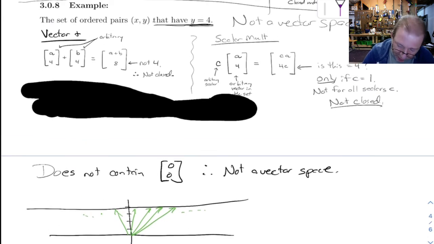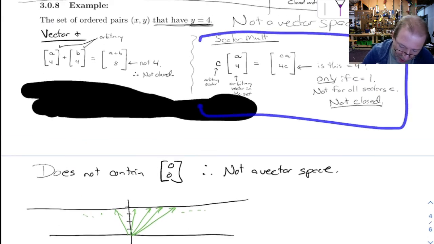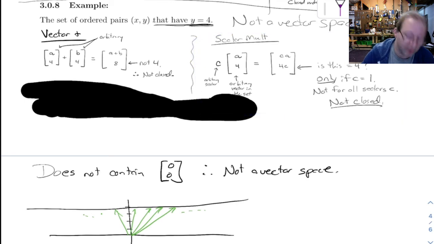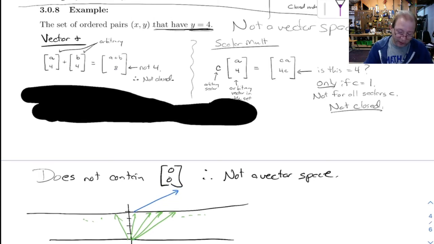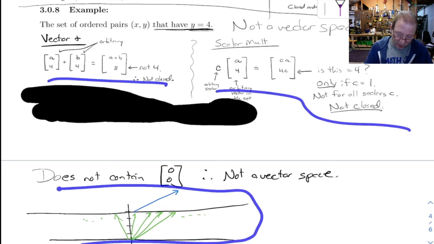That's essentially the same thing that we showed up here, but up here we just did it a little more formally. And also, if you take any one of these guys, pick it up, and then add it onto another one, you're going to wind up with something that's no longer on the line. In fact, the y-coordinate of this is going to be 8. So writing it out like this is really just a more formal way of talking about what's going on down here.